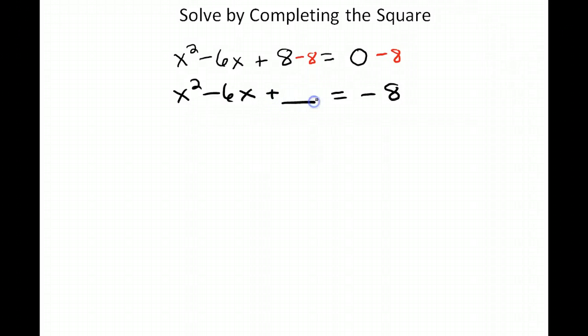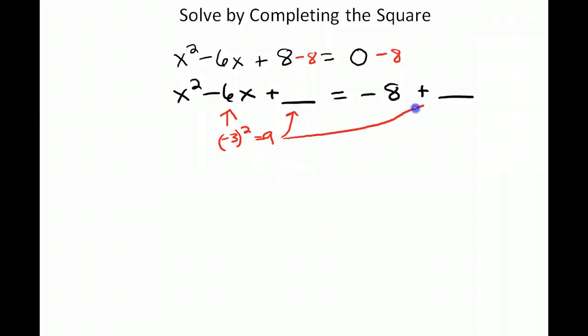Now I want to choose what goes here. I'm going to put a plus blank here, and then to keep my equation balanced, I have to add the same thing to the other side. Now to decide what goes in the blank, I need to take half of this number, which would be a negative 3, and I'm going to square it to get 9. That's what goes here, and that's what goes way over here. I have to put a plus 9 and a plus 9.